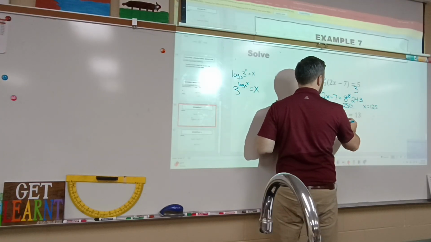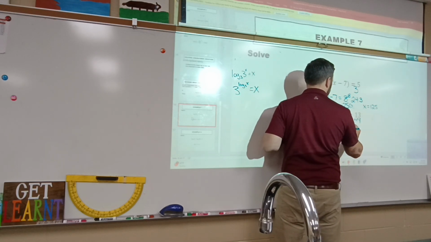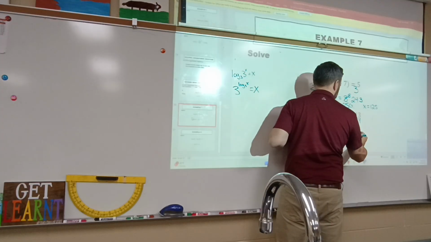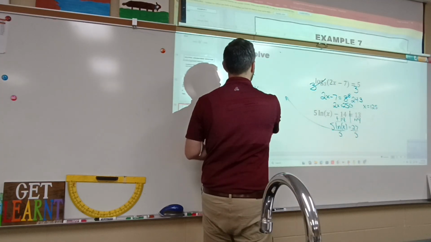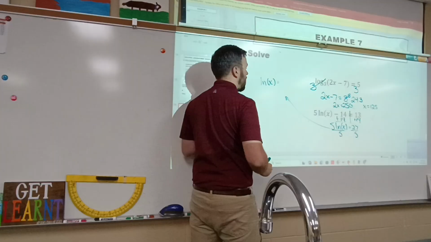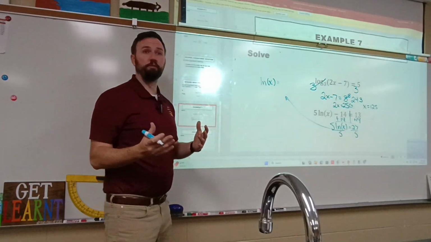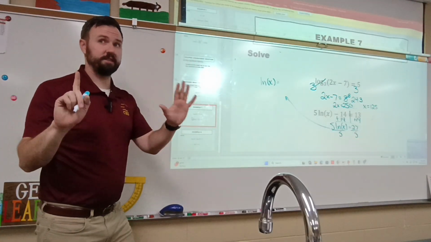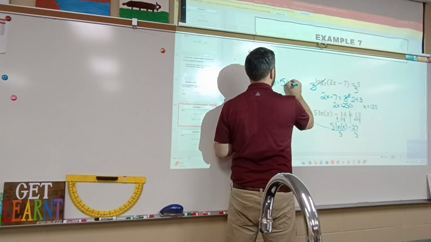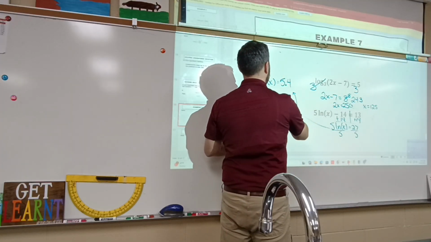So we need to get that log by itself. So 5 natural log of x equals 27. Divide by 5. Sorry, I keep going all over the place. I run out of room. So I get natural log of x equals. Now I can leave it as a fraction. If it repeats, how many decimal points do I need to use? At least 6. But that's 5.4. So it terminates, so that's fine.